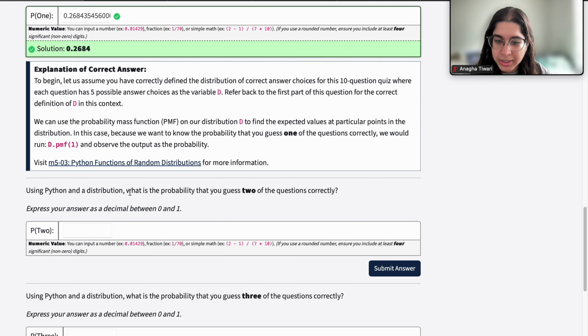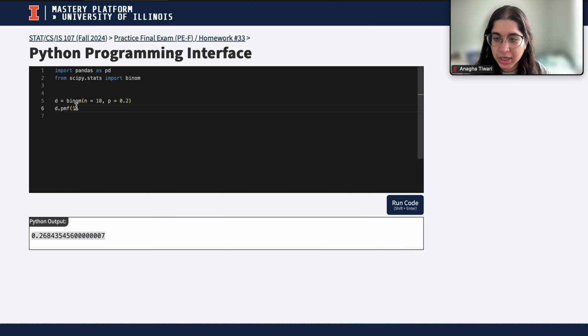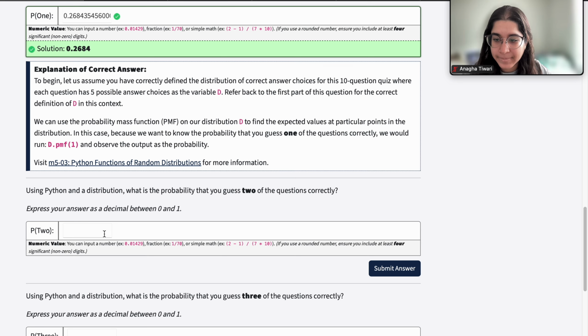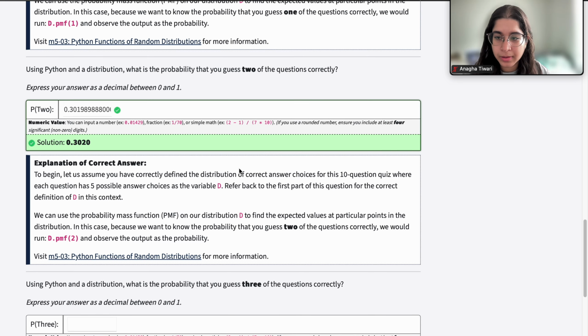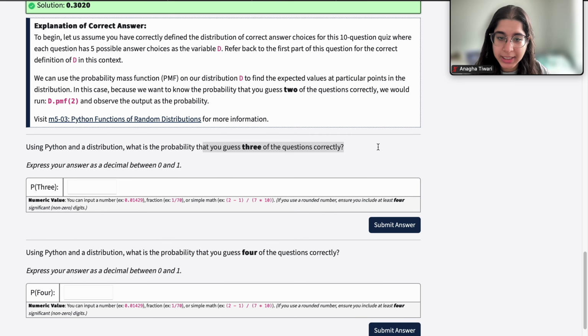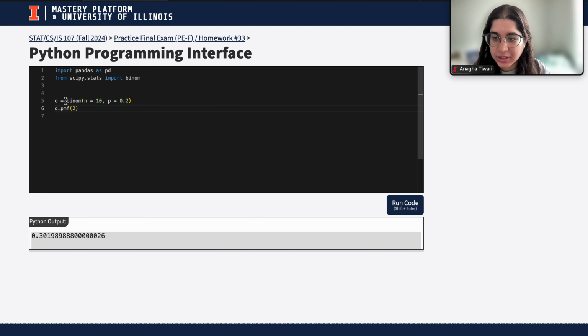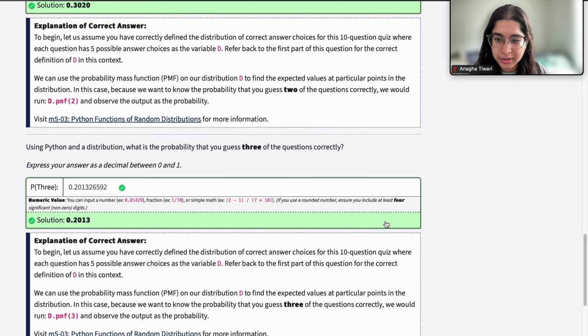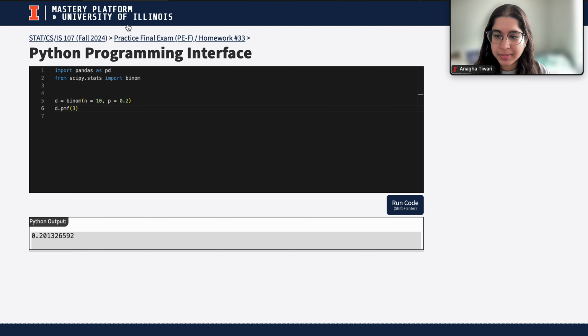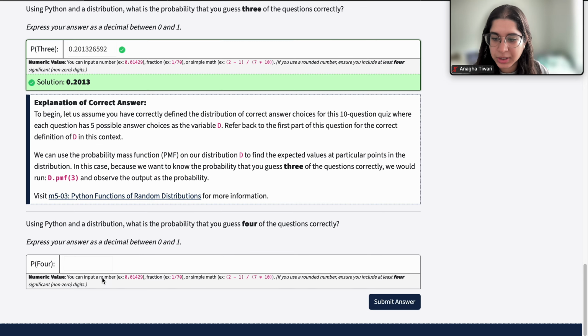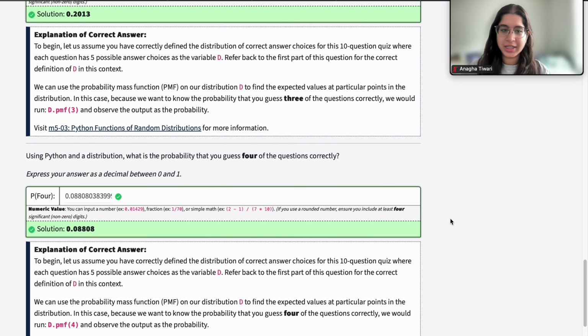And what is the probability that I guess 2 of the questions correctly? Well, that's d.pmf 2. What is the probability that I guess 3 of the questions correctly? That's just d.pmf 3, the probability that I guess 3 out of 10 questions correctly. And then 4 of them, it's d.pmf 4, which is around 8%. And that's pretty much it.